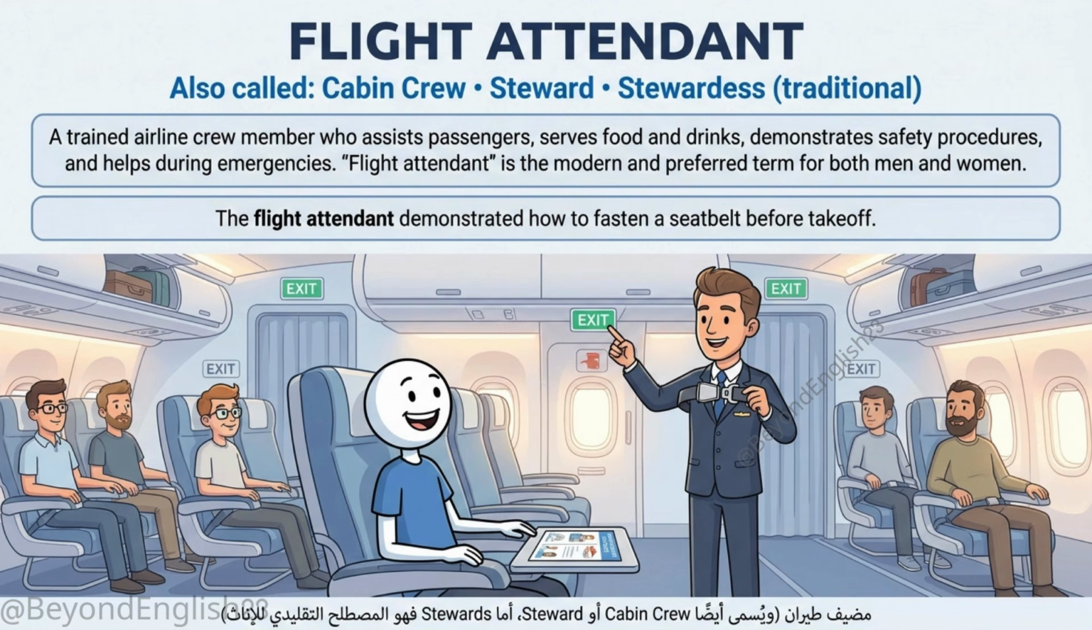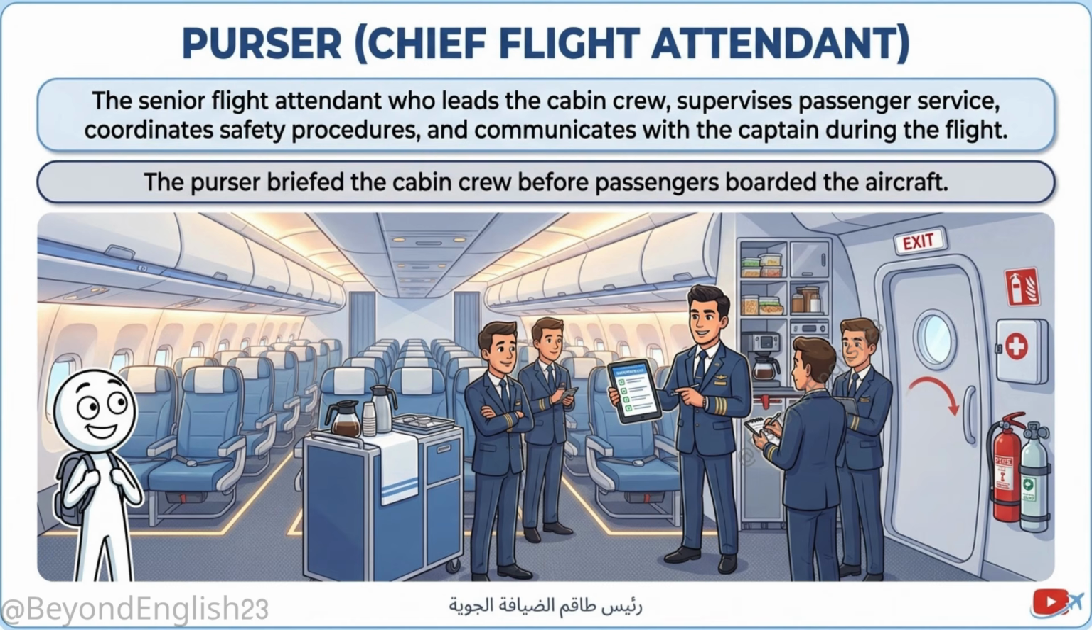4. Flight attendant. A flight attendant is a member of the cabin crew who takes care of passenger safety, provides service, and helps passengers during the flight. A flight attendant may also be called a steward or stewardess, but flight attendant is the modern and preferred term. Example, the flight attendant served drinks and answered passengers' questions.